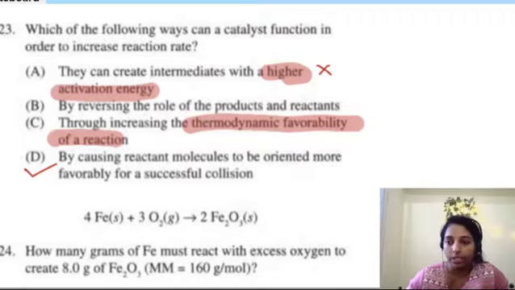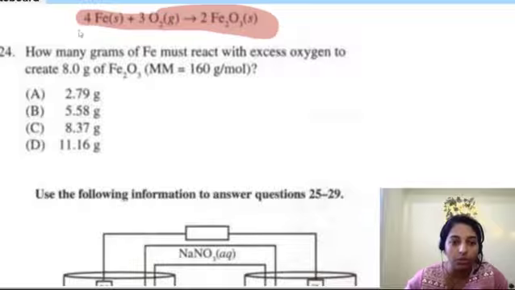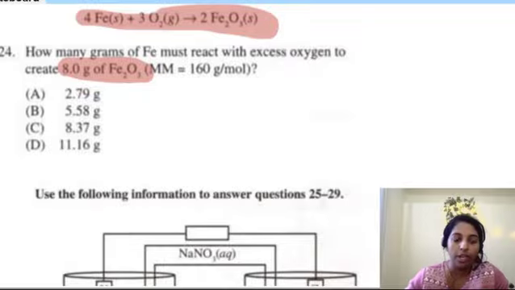Okay, that's it, so that they will increase the rate or they will lower the activation energy, isn't it? Okay, then going to the next one, 4 Fe + 3 O2 gives 2 Fe2O3. How many grams of Fe must react with the excess oxygen to create 8 gram of Fe2O3? Yes, so they have given a reaction, direct stoichiometry only, isn't it? Nothing much complicated, just 8 gram of Fe2O3 is given.